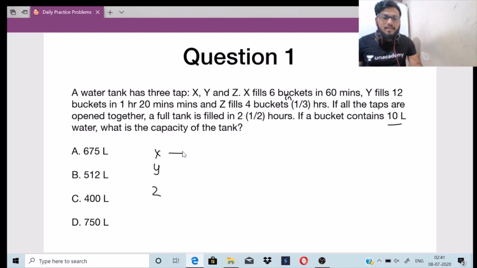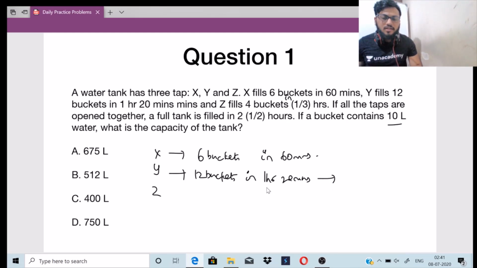So X's capacity is, it fills around 6 buckets in 60 minutes. Y's capacity is, Y fills around 12 buckets in 1 hour 20 minutes. 1 hour 20 minutes we will completely convert into minutes. 1 hour is 60 minutes, 60 plus 20 minutes is 80 minutes. What is Z's capacity?